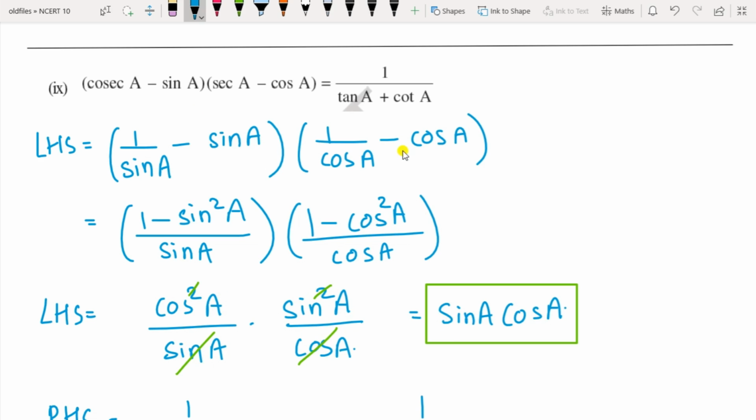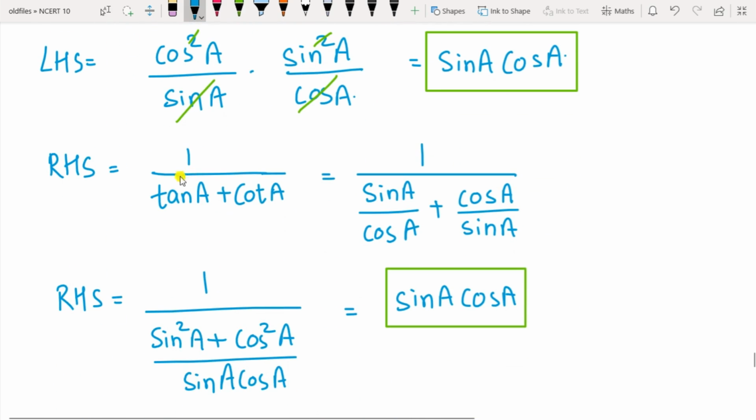Now you have to find the value of RHS also. So 1 upon tan A plus cot A is your RHS. In place of tan, write sin upon cos, and in place of cot, write cos upon sin. Take the LCM and take the denominator of the denominator to the numerator here. Upon this, sin square A plus cos square A is 1. So your answer is sin A cos A. Okay, so you can see the LHS is equal to RHS, hence proved.